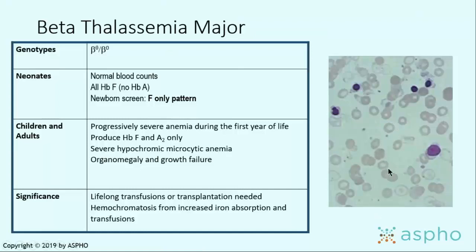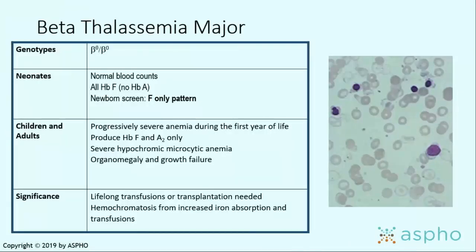And you can see on this peripheral smear, you have these very pale, very hypochromic cells, lots of different sizes, some very ghost-like images, and nucleated red blood cells. So it's a progressively severe anemia during the first year of life. If it's not intervened, they will have organomegaly, growth failure, and will develop what we call the thalassemic facies. Because hematopoiesis in our first few years of life includes our skull and our facial bones, as they try to make red blood cells to make up for being so severely anemic, they'll have expansion of the marrow cavities of the face, and they'll have the facial changes.